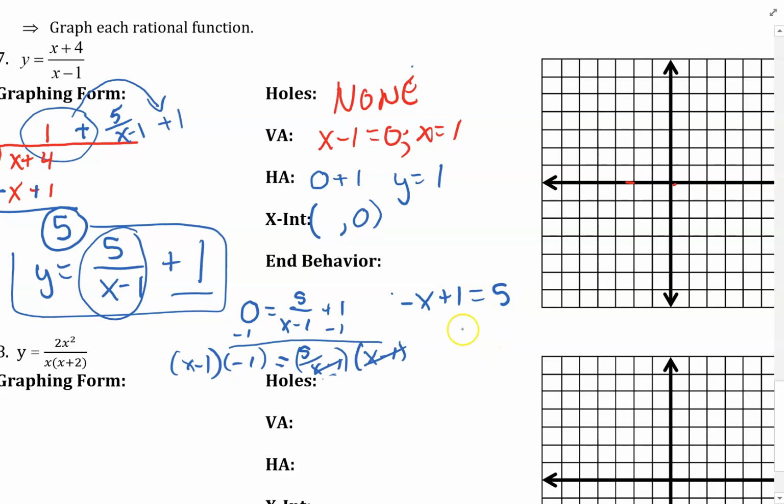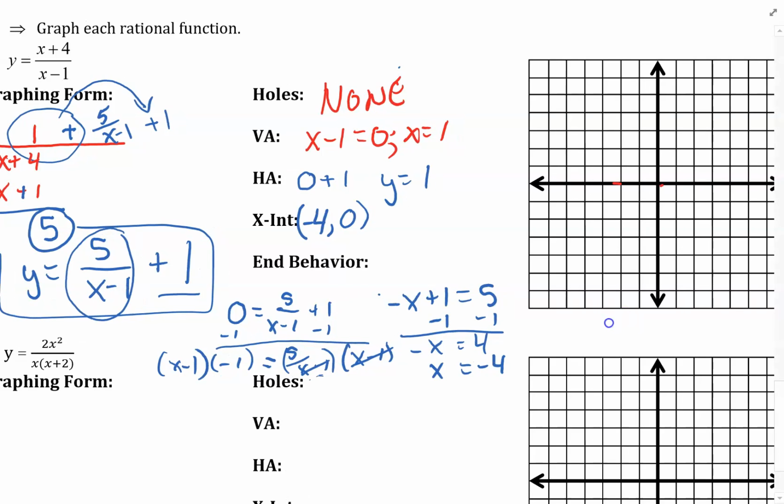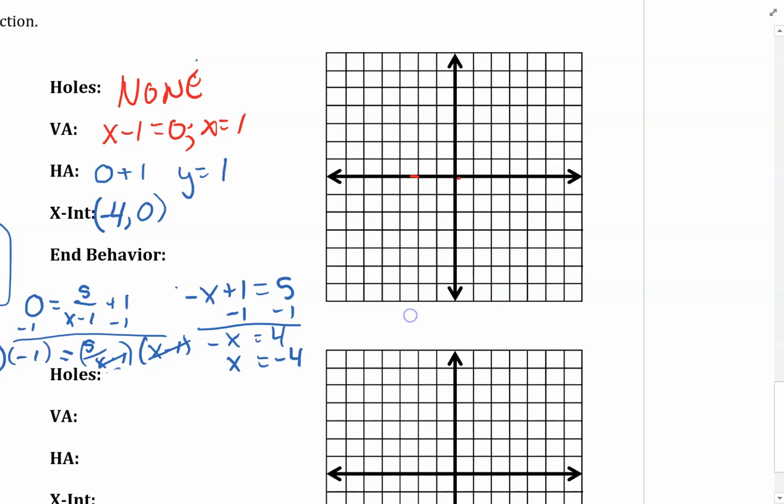We end up with 5. Subtract 1 from each side. Negative x equals positive 4. So positive x equals negative 4. So our x-intercept is at negative 4, 0. End behavior. Well, let's graph it to figure out our end behavior. So I'm going to set a vertical asymptote at x equals 1. We're going to set a horizontal asymptote at y equals 1.